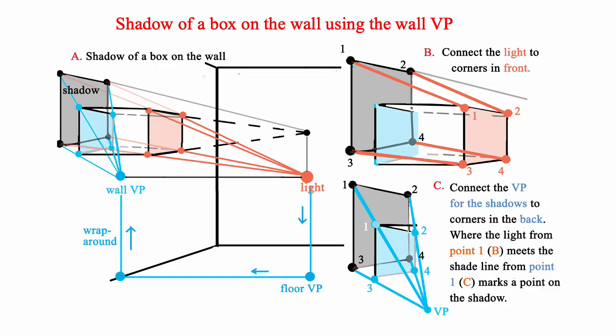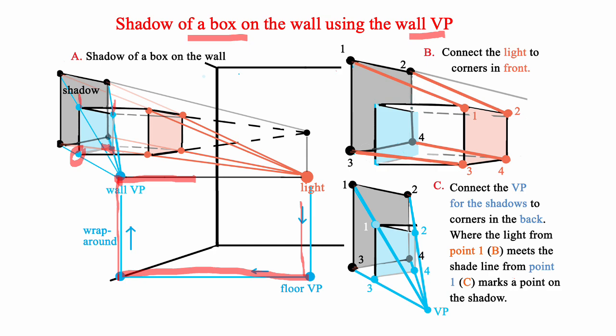Here's a shadow of a box on the wall using a wall vanishing point. And as I described previously, to find that point, you go to the floor vanishing point, horizontally across until you reach the edge of the room, and then vertically up until you're level with the light. And that's the wall vanishing point. And it goes through the back corners of the box that are attached to the wall.